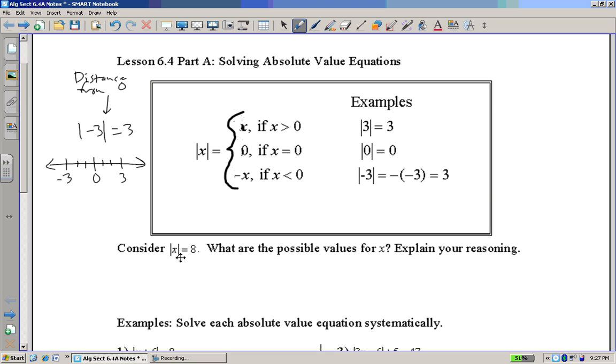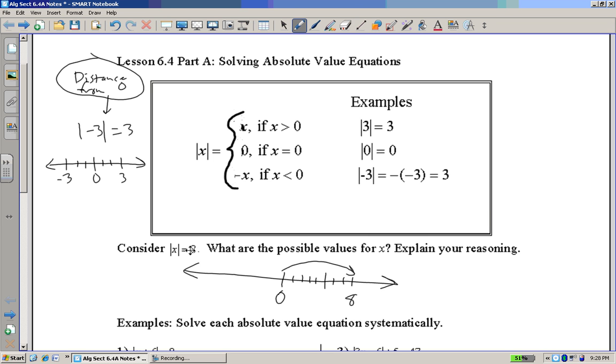Now consider, what's the absolute value of 8? Remember my definition here. It's the distance from 0 on the number line. So if I were to graph a little number line here, there's 0. It's asking, in what situation would the absolute value, the distance from 0, be 8 units? Well, let's go 8 units from 0. 1, 2, 3, 4, 5, 6, 7, 8. So it's 8 units away.